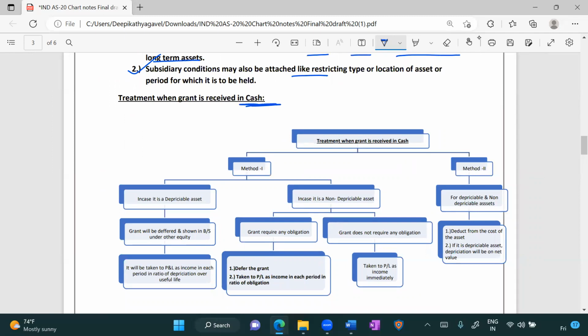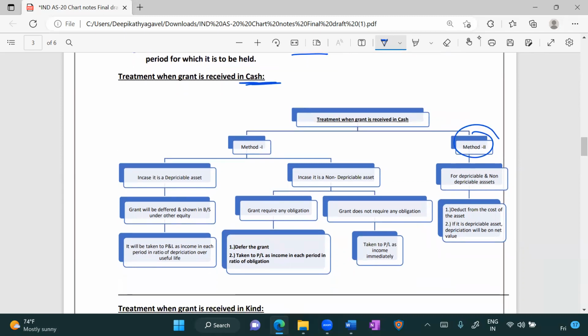So, the treatment when the grant is received in the form of cash: there are primarily two methods of treatment. Let's see method 2 first, since it's relatively smaller. It says, irrespective of whether your asset is depreciable or non-depreciable, against that you have received a grant in the form of cash, the standard says deduct that from the cost of the asset, and if it is depreciable, depreciation will be on the net value.